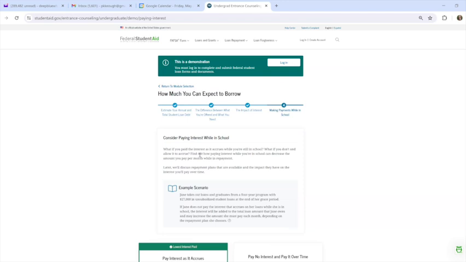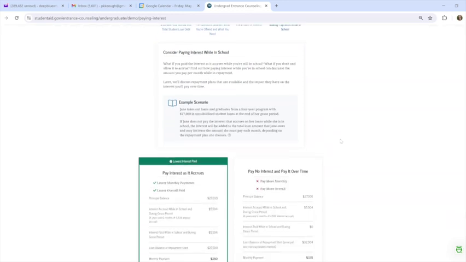Okay. Consider paying interest while you're in school. Some students do this. Some families decide to do this. They talk you through this and they give you a scenario. If you pay interest while you're in school, then what you're going to owe is what's called the principal.